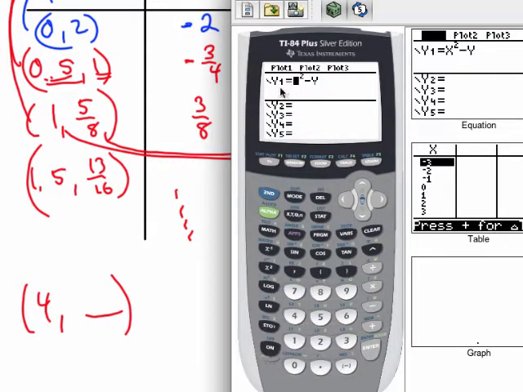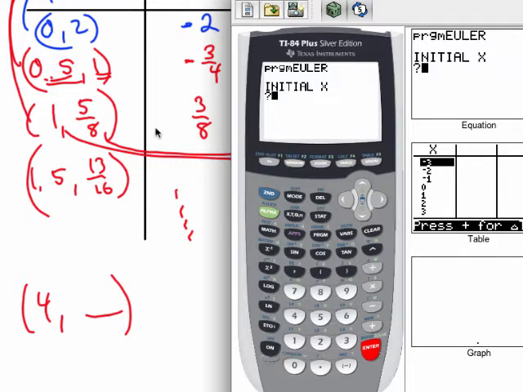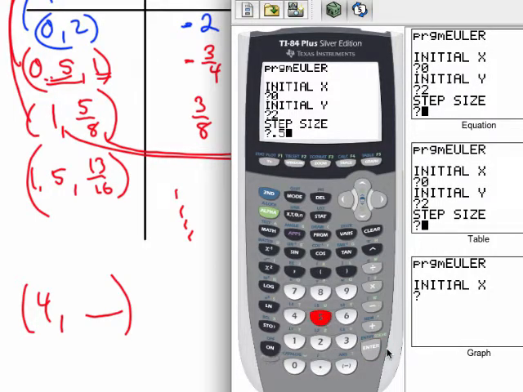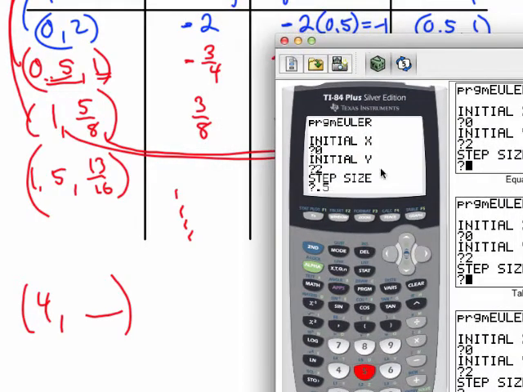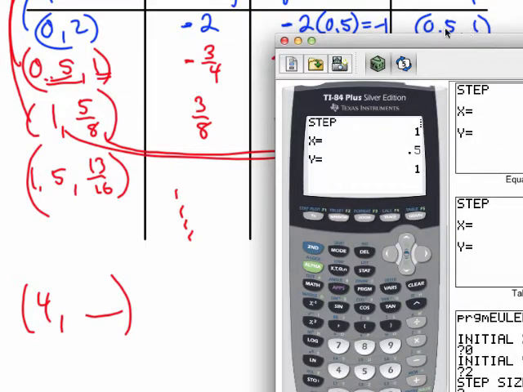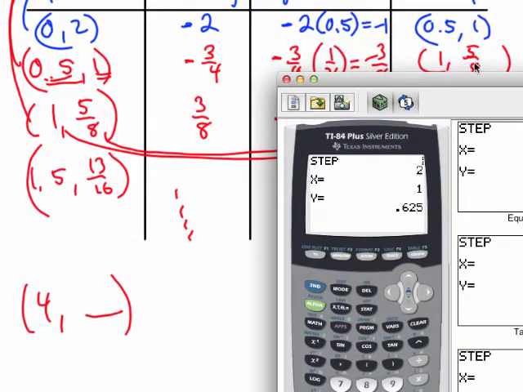Here's one that I've got on my calculator. In y1, I'm typing in my differential equation, which is x squared minus y. Then I'm going to run my Euler program. I need to provide my starting x, which was 0, my starting y, which is 2, and my step size, which was 0.5. Every time I press the button, I get the estimates one by one along the way. My first is (0.5, 1), which is this one right here. Enter. The next one is (1, 0.625), which is this one.